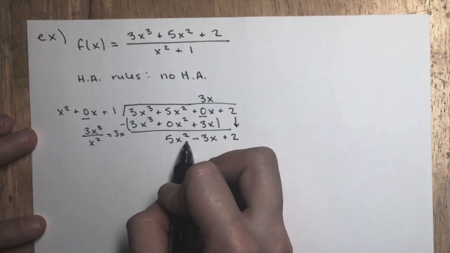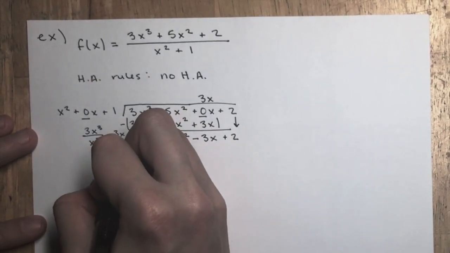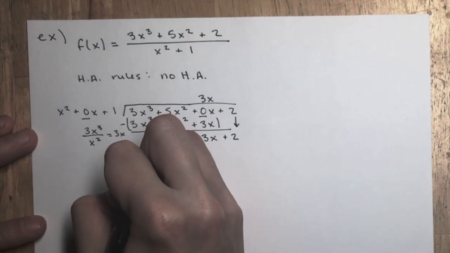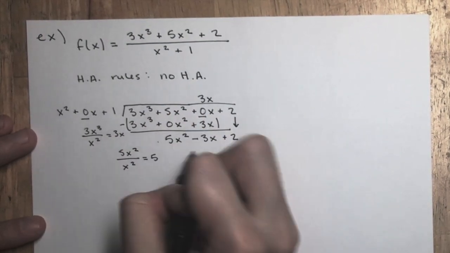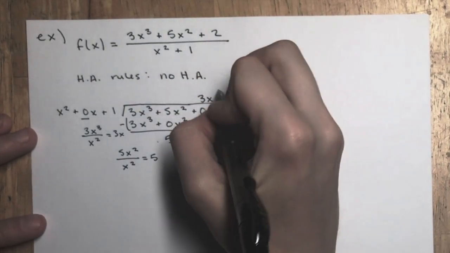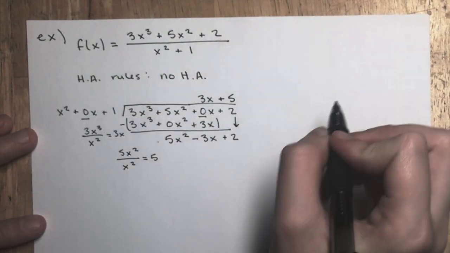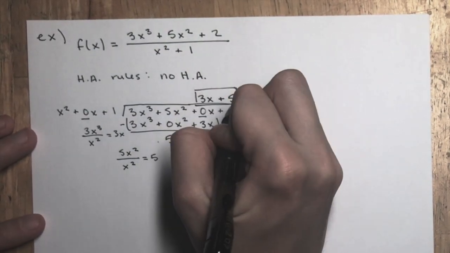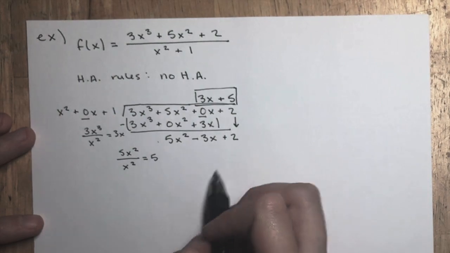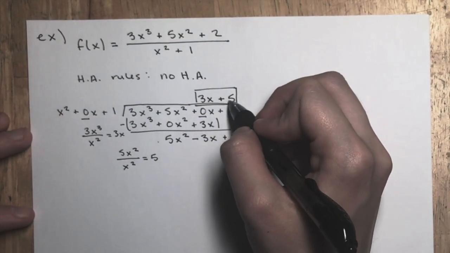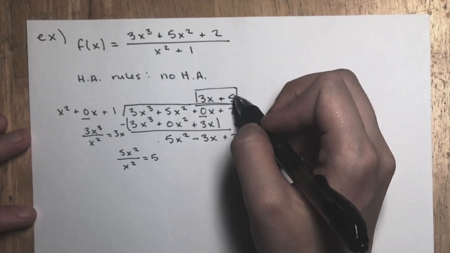We do the same thing. So we divide first term by first term. So 5x squared divided by x squared, and we get 5. We put that above the like term. And this is what we get, right? We don't have to finish. We don't have to find the remainder. We're just looking for the quotient, which we're done once we find everything up to the constant term.